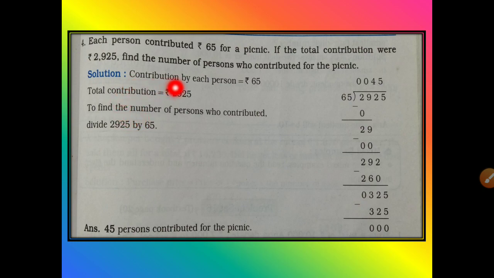See the solution. Contribution by each person is 65. Total contribution is 2925. To find the number of persons who contributed, divide 2925 by 65. 2925 divided by 65. First number is smaller than 65, so we will write 65 zeros are 0. 2 minus 0, 2. Copy second number. 29. Again this is smaller than 65. Write 65 zeros are 0. 9 minus 0, 9. 2 minus 0, 2.